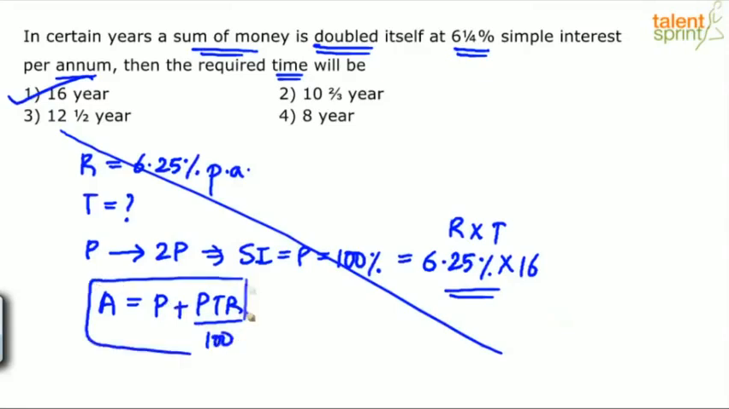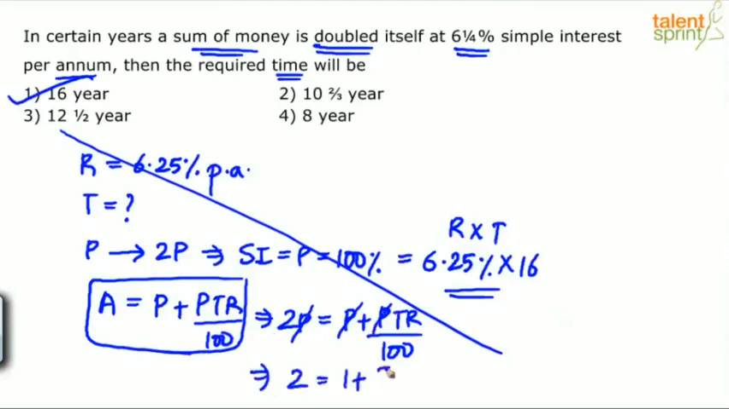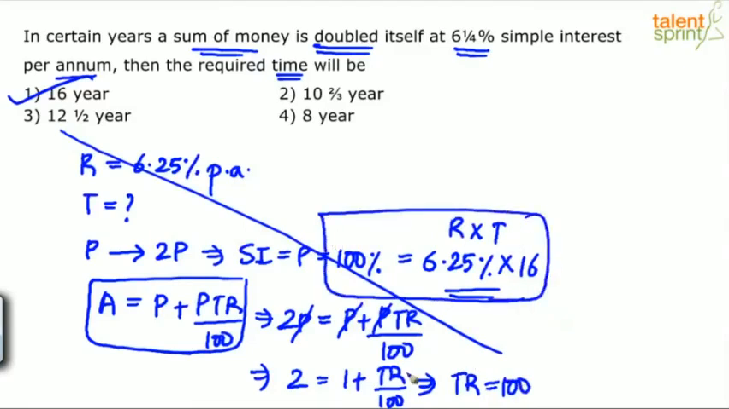Substitute the values. The amount is nothing but 2P here. 2P equals P plus PTR by 100. P anyway gets cancelled, so we will get 2 equals 1 plus TR by 100. From this we get T into R equals 100. That's what we got here, T into R equals 100. That's what we are trying to balance here, indirectly. R is given, find T. The answer comes out to be option 1.